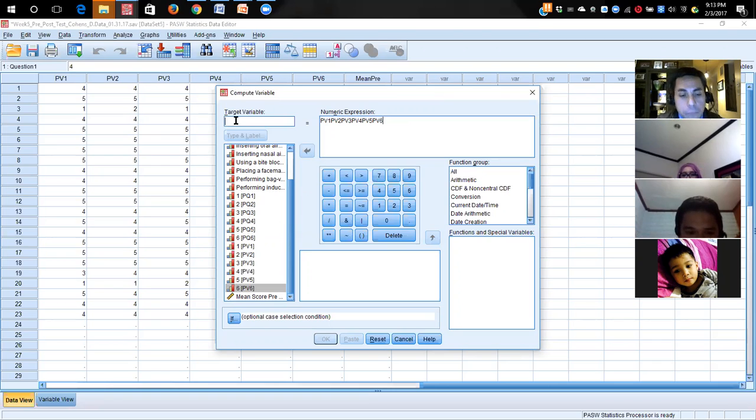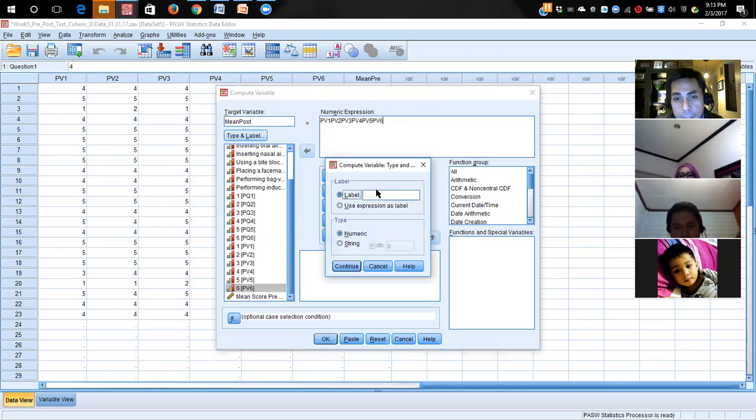questionnaire. So we're going to name this as mean post-test. And when you create a variable, there's no space. And then the label, you can put now whatever label you want, mean score post-tests.